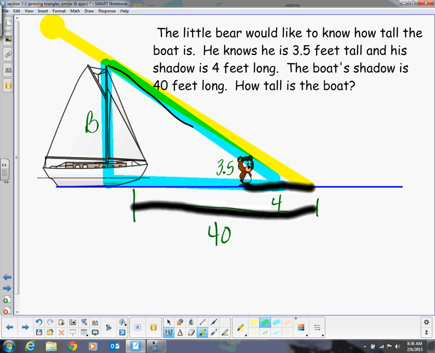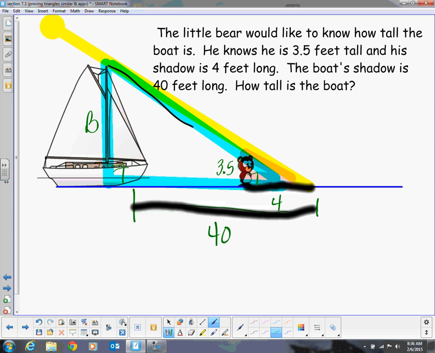A very teeny tiny what? Look at little bear. He's got a little triangle. First of all, we're going to assume that this is perpendicular and little bear is also perpendicular to the ground. So there's one set of angles already congruent. What angle do those two pictures share?